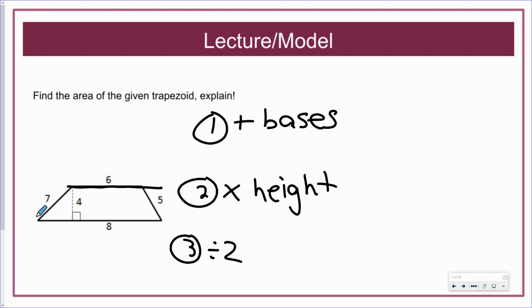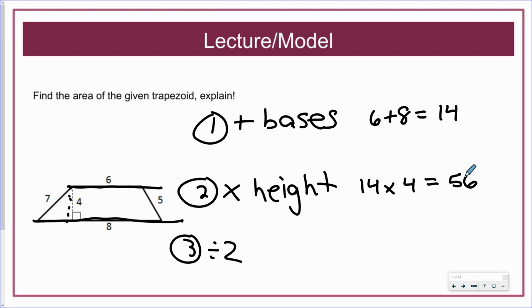All right, so now let's look at our bases. Our bases are the parallel sides, which in this case, as I just traced over, are 6 and 8. 6 plus 8 gives us 14. Times the height, my height is 4. 14 times 4 is going to give us 56. Last but not least, divided by 2. 56 divided by 2 is 28.